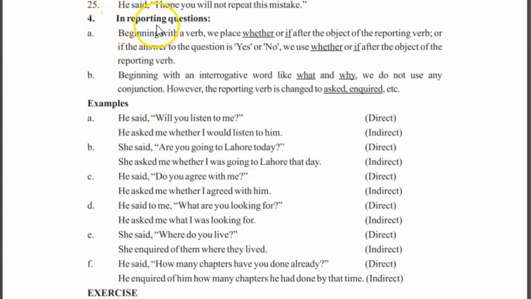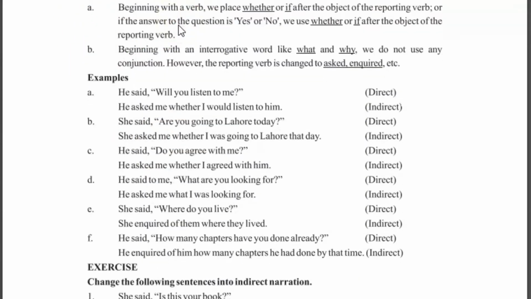Here you can see reporting questions. These are the basic rules that we have already discussed. You will use whether or if when the answer to the question is yes or no. If the question starts with a WH word, then we will retain the WH word and we will not use whether or if. Examples are also given in your book.